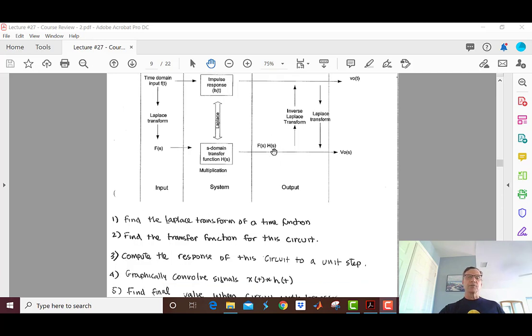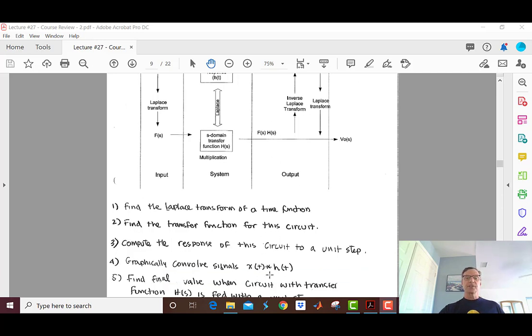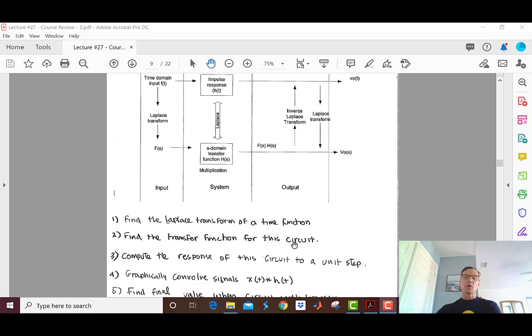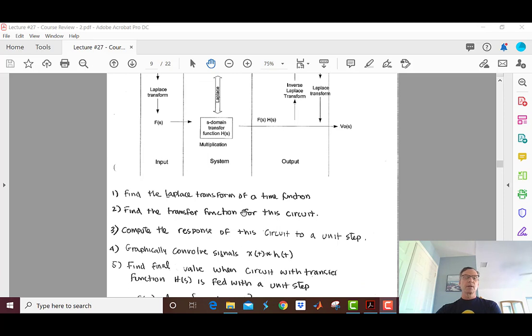So graphically convolving the signals, x of t, and here's our little symbol for convolution, x of t and h of t, we would take our time domain signal. We called this Beethoven's Ninth Symphony a few times, and we showed that we had to time reverse it so that the first part of the symphony went through the filter first, and then we could convolve it with that impulse response. We could do it graphically, or we could do it with the integral.